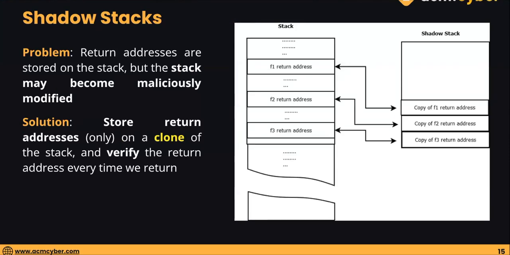The problem is that with a ROP gadget attack, return addresses are stored on the stack, but the user application might be able to maliciously modify the stack due to memory corruption vulnerabilities. The solution that shadow stacks present is that we can store our return addresses on a clone of the stack, and every time we return, we verify the return address. This prevents ROP gadgets from executing without passing this check.